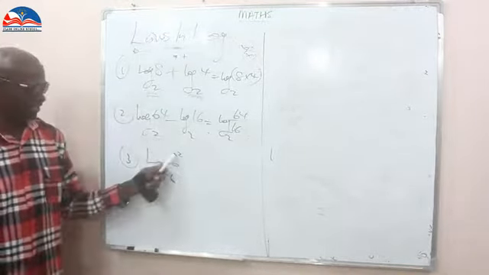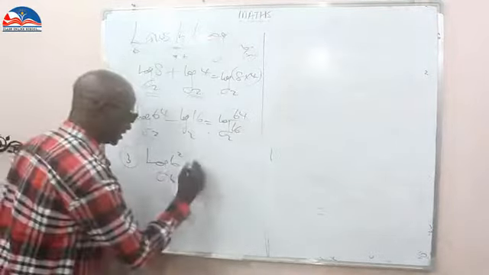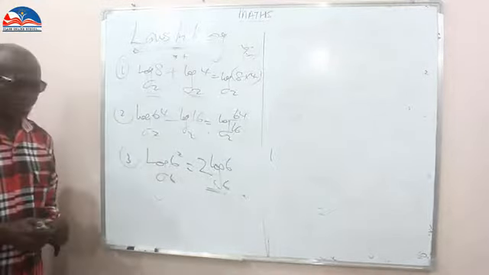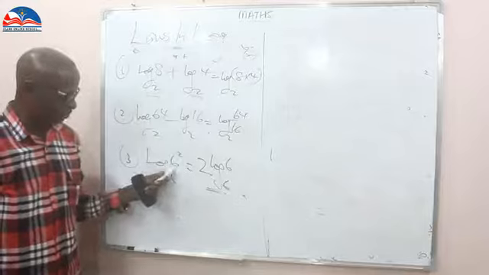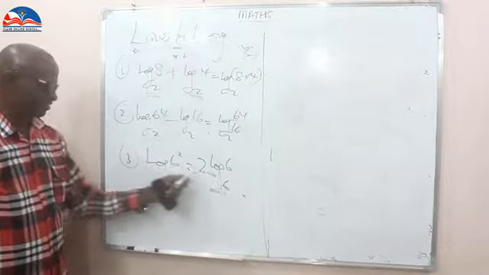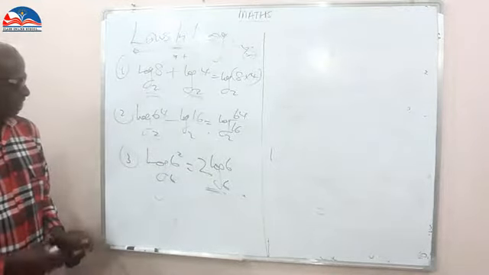Third law: there's nothing wrong if you bring the power first, to come before the log. Now this is 2, bring out the power: 2 log 6 base 6. That's what the third law is saying. If I have log 6 to the power 2 in base 6, bring the power to come first, therefore 2 log 6 base 6. That's the third law, the basic laws.